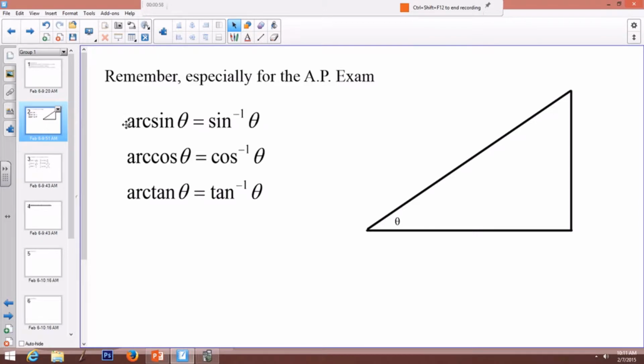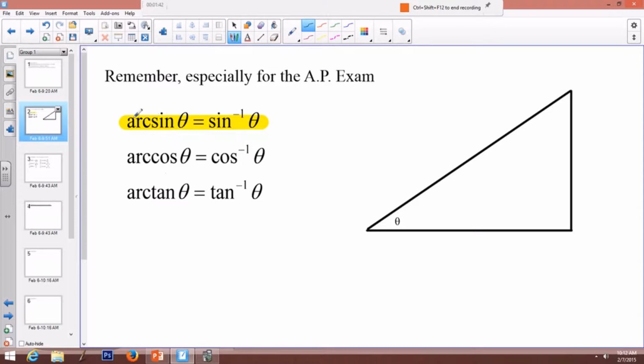And I want you to remember, especially for the AP Calculus exam, that these things are equivalent: arcsine and sine inverse, which is what we usually called it in class. This is what would be on your calculator, and this is the way that you might see it on the AP Calc test. In fact, I've heard previous students tell me that they see both of these being written. But let's review what that means. So let's just talk about arcsine for a second, and then you can apply the same concepts to the rest of them.